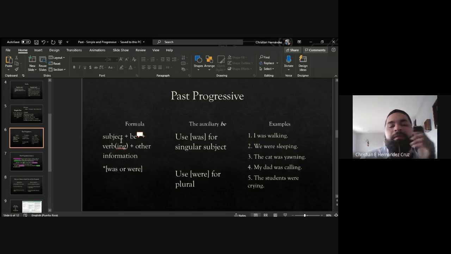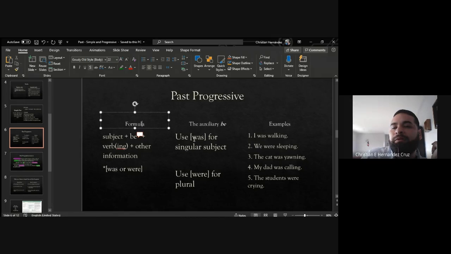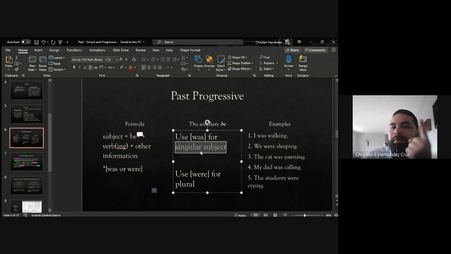So this formula is pretty much the same as the simple past, except for the addition of the be verb here, and of course the main verb ending with ing. So be verbs in the past, if you guys don't remember, are just was or were. And then we just add the verb with ing at the end. So how do we know when to use which be verb? How do I know to use was or to use were? Well, we use was for a singular subject when we're talking about just one thing. And of course, we use were for plurals, so when we're talking about two or more things.